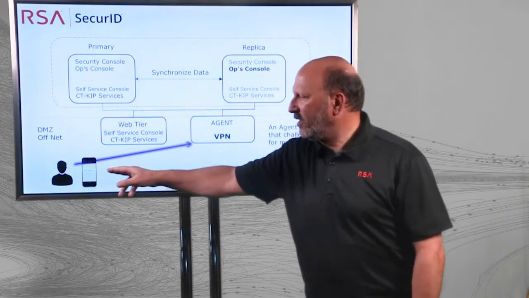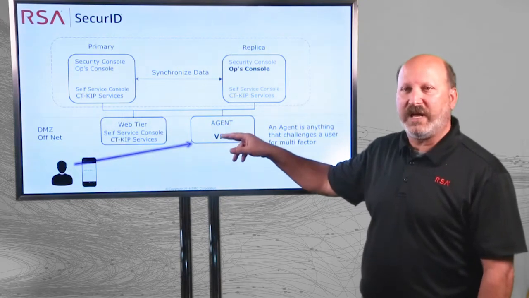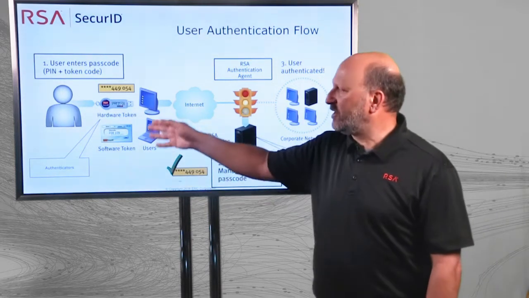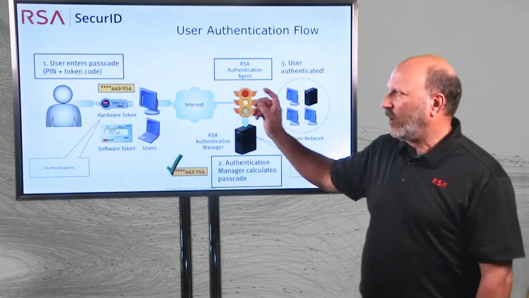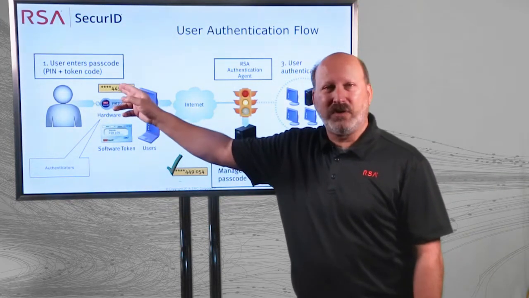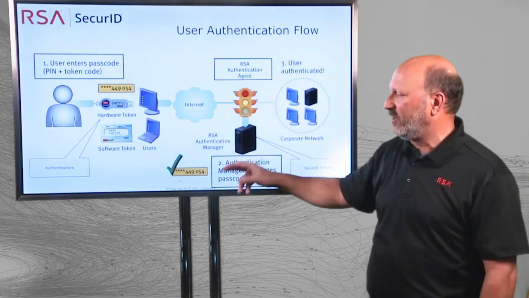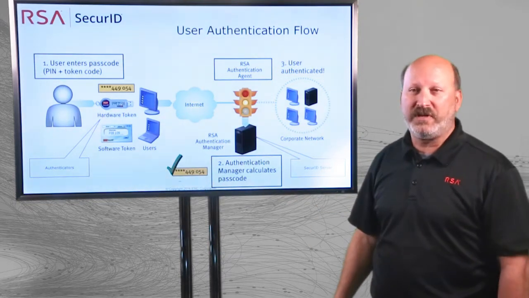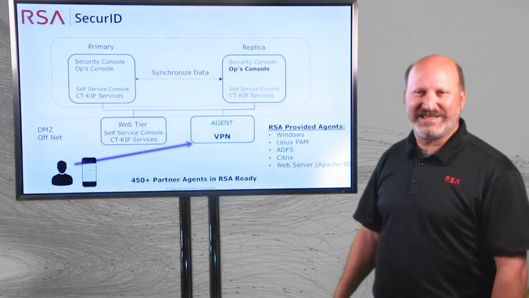I have a user, they connect to the agent, and the agent handles the challenge for that user to get in. Typical flow: I have a user sitting on the outside on the internet, they talk to the agent, a VPN. On the authentication side here, you have a token that's showing you your token code. It talks to the authentication agent, the agent talks to the server, validates that the code matches, and if so, lets you on to the service that you want. Pretty straightforward, not anything difficult, but it's a little more complex than that.